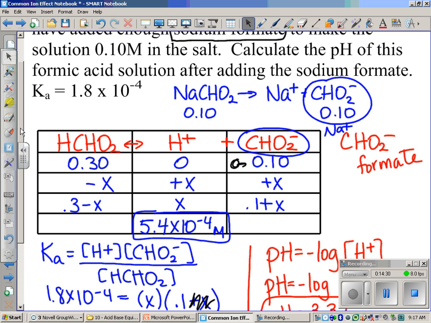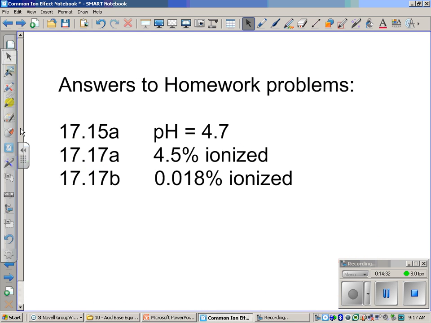So, all right. Your homework problems are on the back of your paper. I'm not sure if I have them all marked correctly. So these are the ones you need to do. You're going to do 17.15A, 17.17A, and 17.17B. And I've given you the answers here.